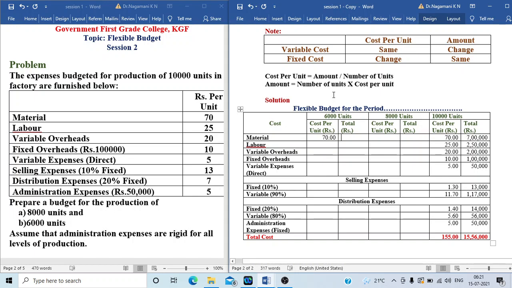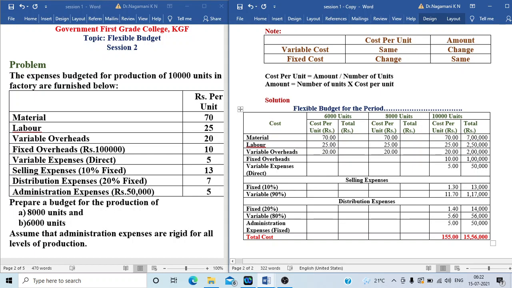So cost per unit, I am going to write it for 6,000 units as well as 8,000, and the labor is also a variable cost. So variable cost per unit will remain same. I am going to write the same cost per unit, that is 25. Then variable overhead also a variable cost. So cost per unit is 20, same I am going to enter here. For 8000 units also same.